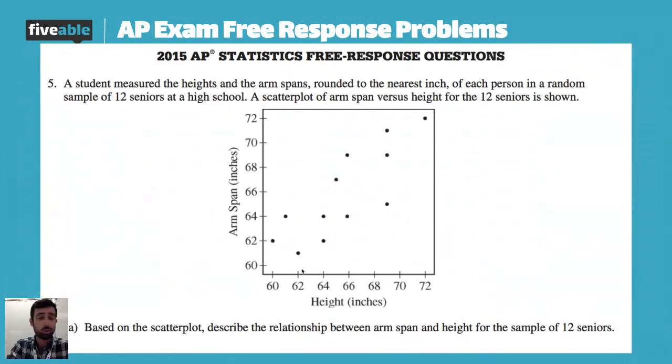So as we can see, again, let's start with our DUFS direction. There's a clear positive direction, right? As one variable increases, so does the other. As height increases, so does our arm span. Got the D in DUFS.